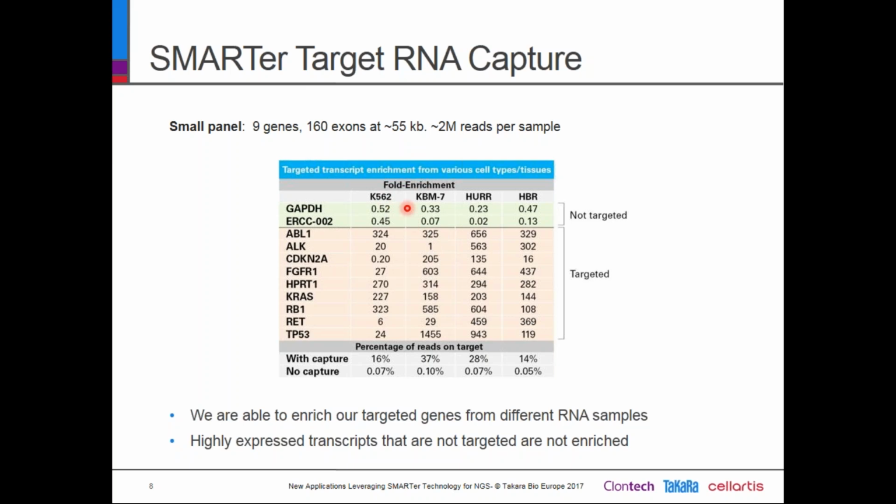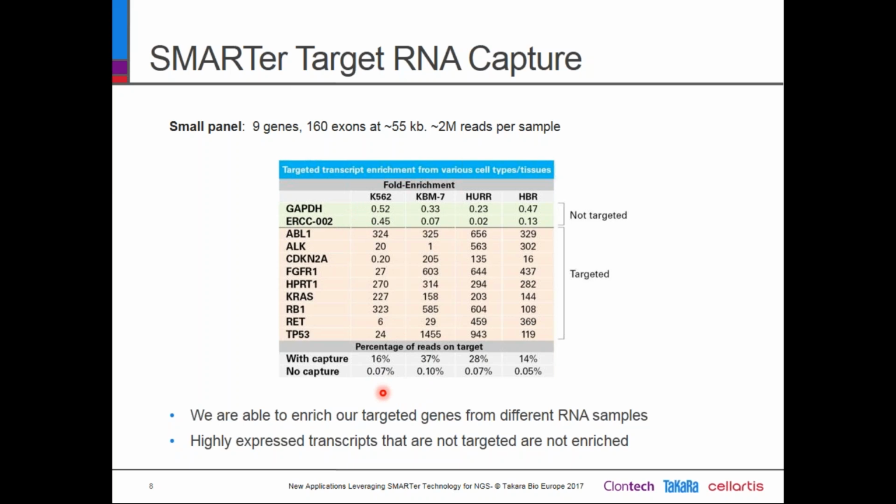We analyze here the fold enrichment when we use our probes. So you can see here that the enrichment is variable. It depends on the target: for some it is quite high, 300 times, for others a bit less, 6 times. But you can also see that when you are not enriching, like in the case of 2 very abundant genes, GAPDH or this ERCC, there is no enrichment, as we expect.